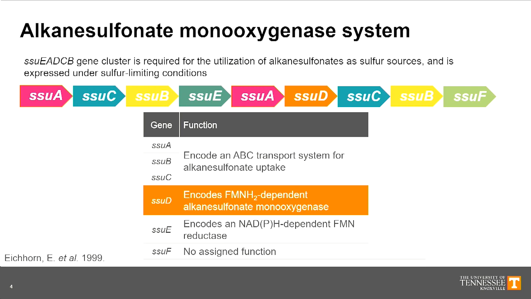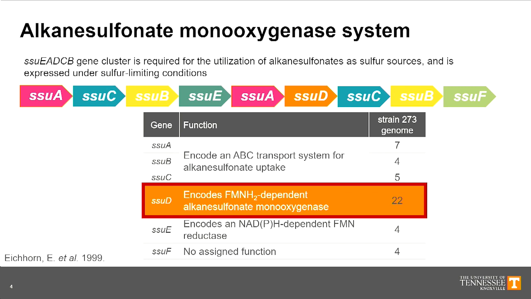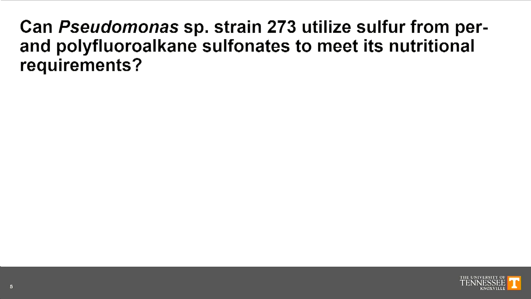And so in Pseudomonas, for example, most of them contain 2 to 3 SSUD genes. However, in our bacterium, we see 22 of these SSUD genes. And so we thought that maybe the abundance of genes would specify for a more diverse set of sulfur acquisition from alkane sulfonates. So this led us to our hypothesis, which is essentially asking the question, if strain 273 can utilize sulfur from per- and polyfluoroalkane sulfonates to meet its nutritional requirements. So can strain 273 use sulfur from sulfur-containing PFAS to grow?